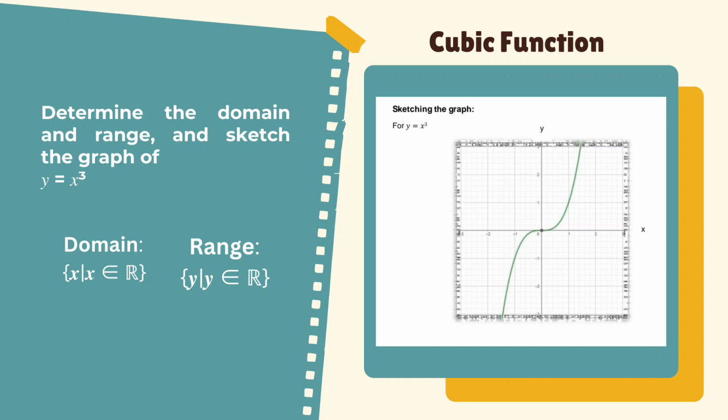To understand the graph of the cubic function, let's have an example. Determine the domain and range and sketch the graph of y = x³. For y = x³, the domain is x such that x is an element of real numbers. The range is y such that y is an element of real numbers. The intercepts are 0 and 0. So this is now the graph for y = x³.